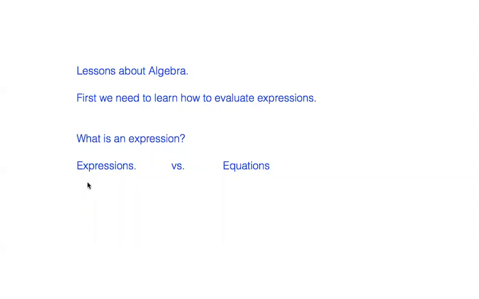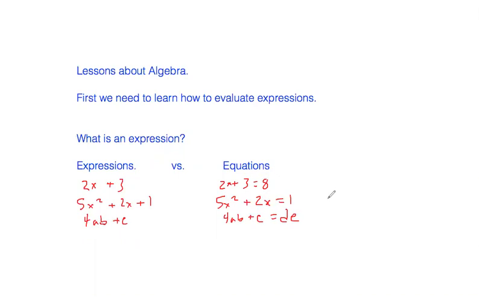So underneath here, I'll put expressions, like for instance, 2x plus 3 is an expression, but 2x plus 3 equals 8 is an equation. 5x squared plus 2x plus 1 is an expression, but 5x squared plus 2x equals 1 is an equation. 4ab plus c is an expression, but 4ab plus c equals de is an equation.